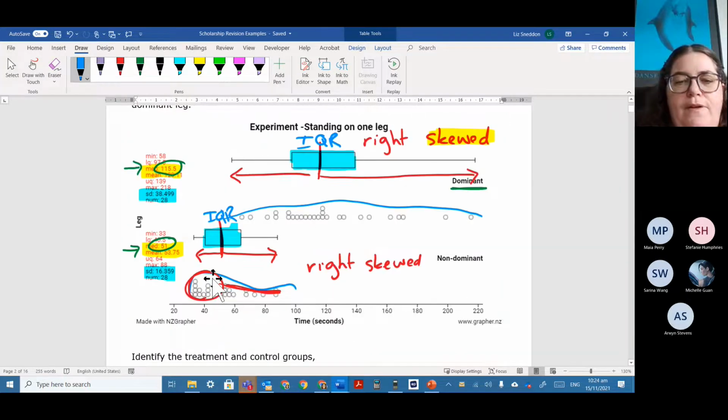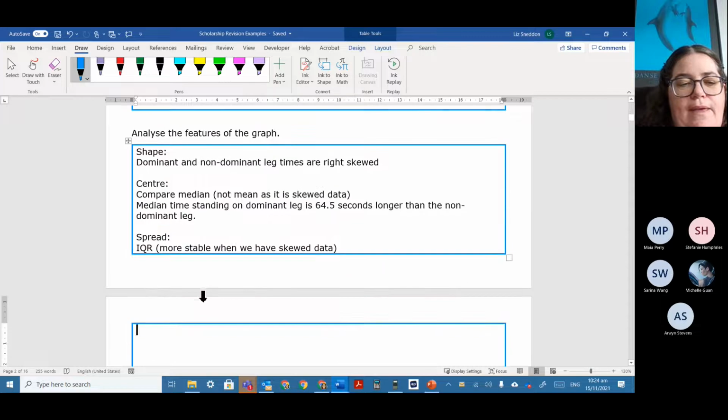So if I look at those two boxes, which one's wider, the dominant or non-dominant? Dominant. So we can talk about how the spread of the dominant times is more than the non-dominant times. So I can say the spread of times for dominant leg is more than non-dominant.